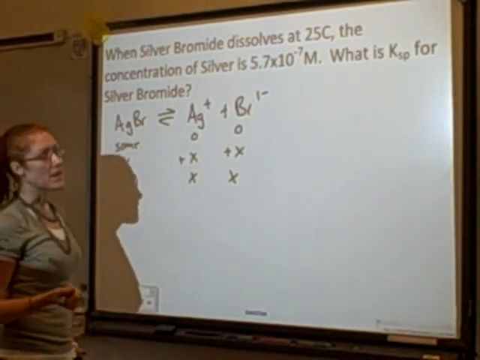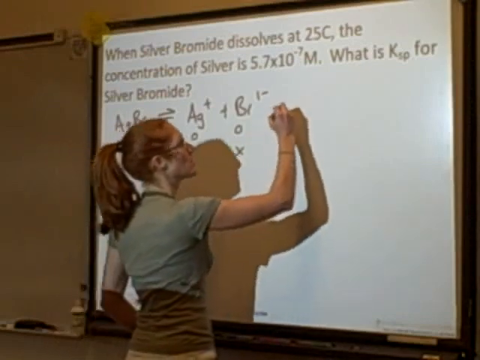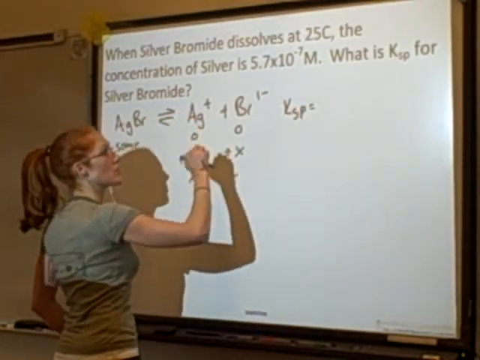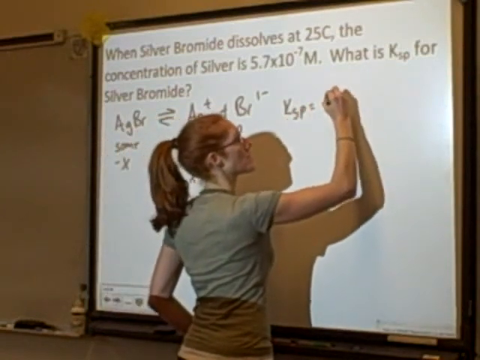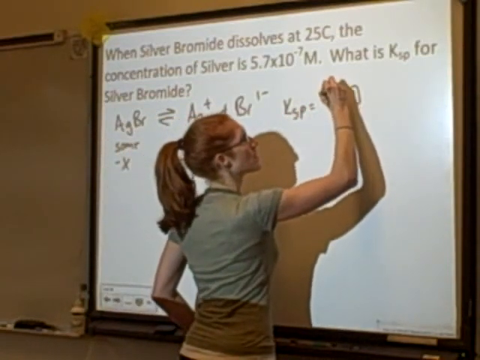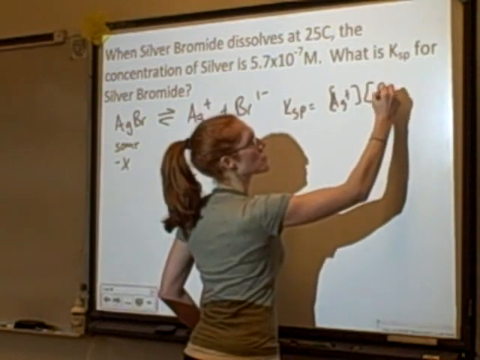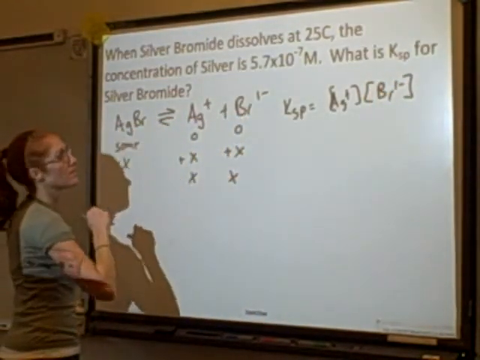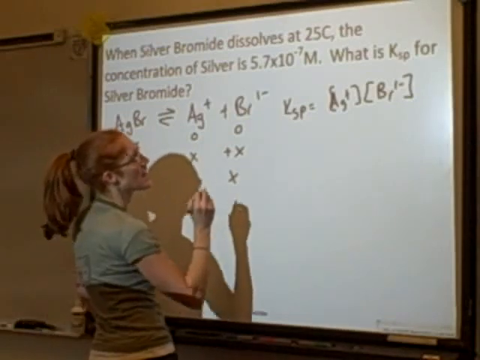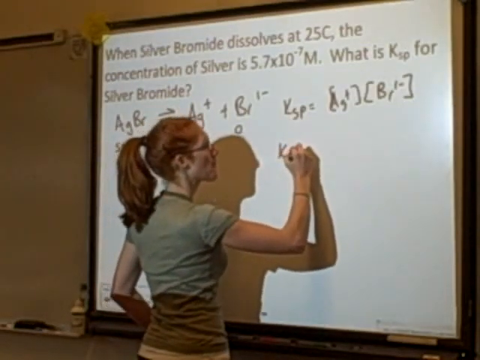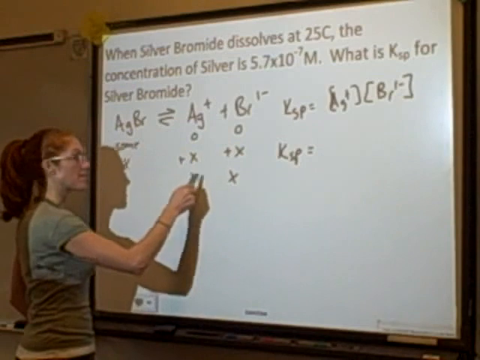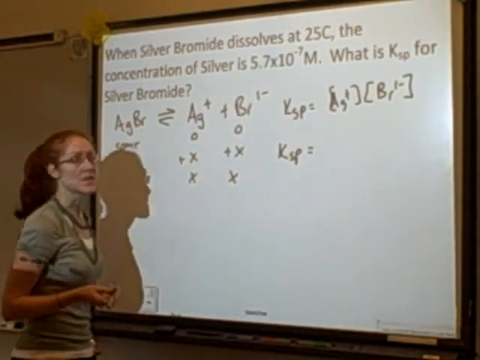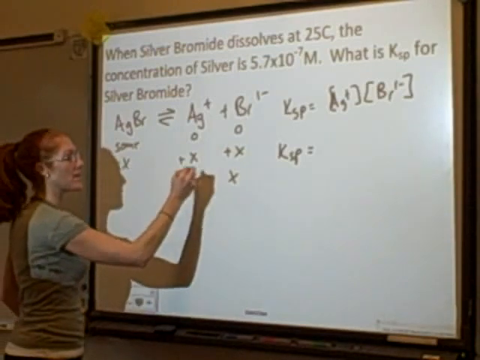I'm going to go ahead and plug it into my K expression. So I know that Ksp is going to be equal to these concentrations multiplied, the product of those concentrations. So the concentration of silver times the concentration of the bromide. I leave silver bromide out of it because it's a solid. So now I plug in, solving for Ksp. Ksp is going to be X times X, and X is 5.7 times 10 to the -7th. So that's going to be the value of each of these.